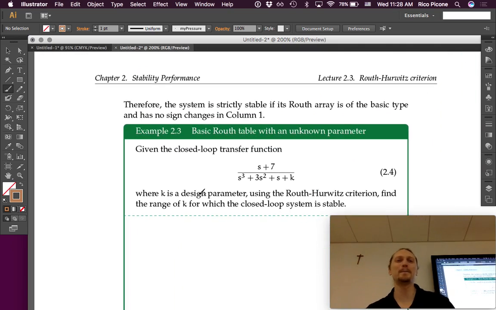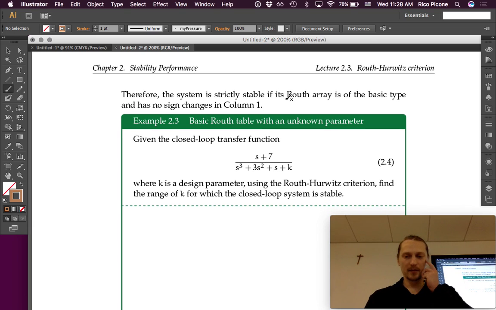Okay, so therefore the system is strictly stable if the Routh array is of the basic type and has no sign changes in column 1. And we're going to do an example now. Well, we'll do the example. I think that's the best way to proceed.